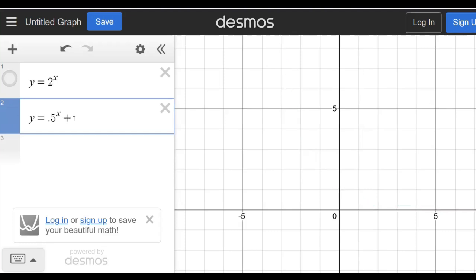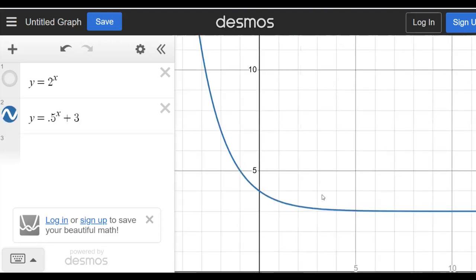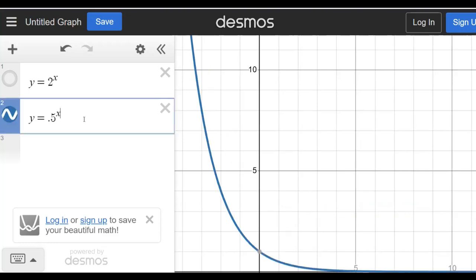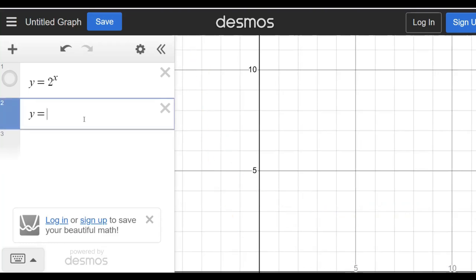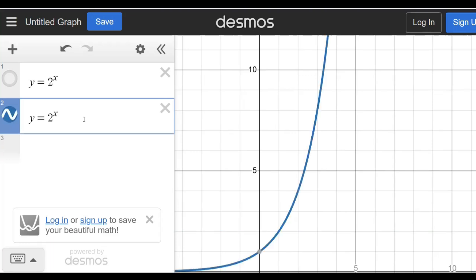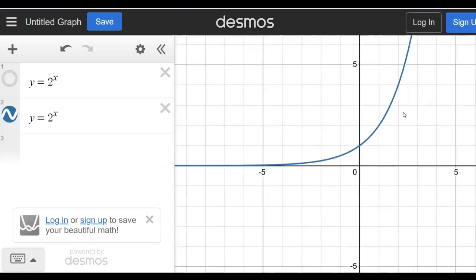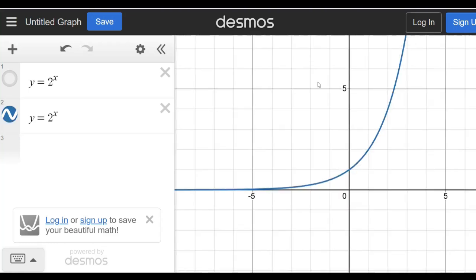But if I do a +3 here, you can see my function just popped up 3. So that's how that one works. Now, let's play around just a little bit more. I'm going to do my 2 to the x function here. But I'm going to go ahead and put a negative in my exponent. And this is kind of an interesting switch. Watch what happens. Whoops, got to get it over there. There's my negative.